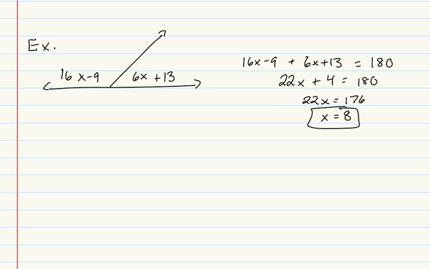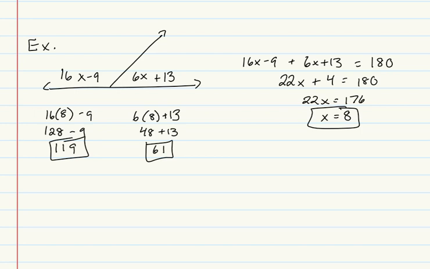Now if we were to find both of the angles, we substitute in that value, and we get 128 minus 9, 48 plus 13. That gives me 119 and 61 for the two angles. So double checking, 119 plus 61 does in fact equal 180 degrees, so it does check out.